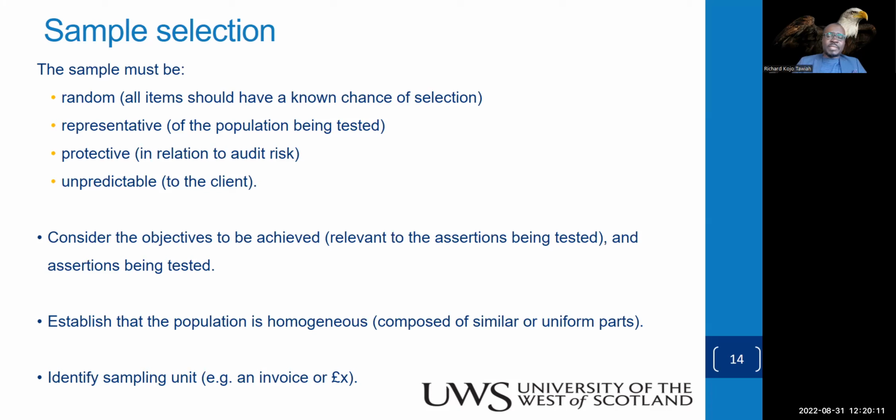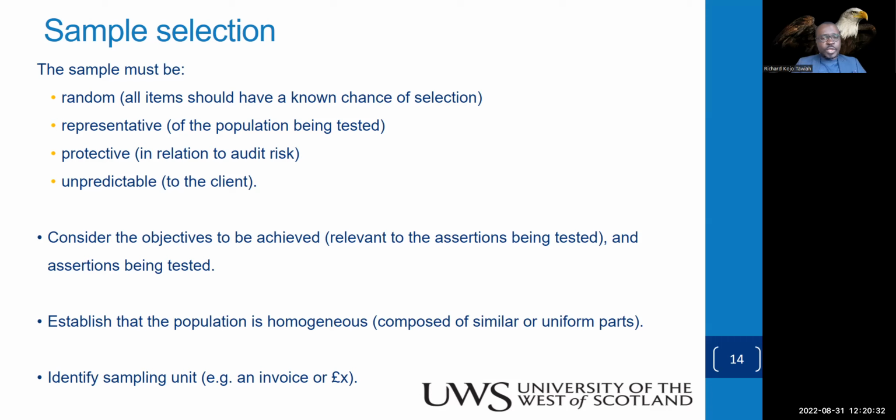Sample selection must be random. We've said this: representative of the population, protective in that it will reduce our audit risks to a very low level, and it must be unpredictable to the client. If the client is able to detect the method you are going to use, the sample you are going to select, they can cook the books. They can cook the books, okay?